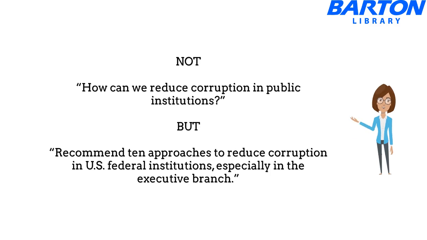As a substitute to, how can we reduce corruption in public institutions, set clear boundaries and limitations such as, recommend 10 approaches to reduce corruption in U.S. federal institutions, especially in the executive branch. One trick is to use a prompt such as, the response should be appropriate to a community college class, to help guide the AI tool to the correct training data and to customize the output.